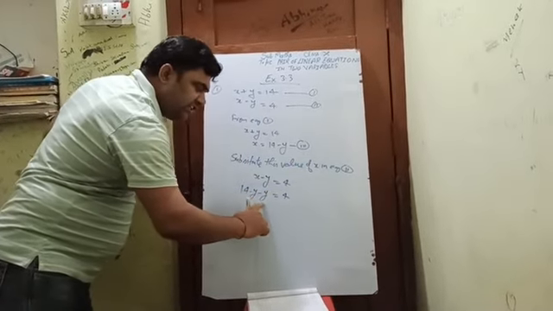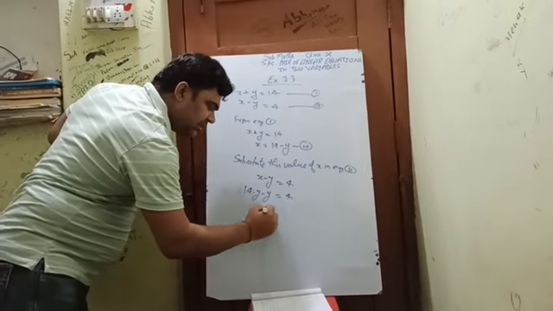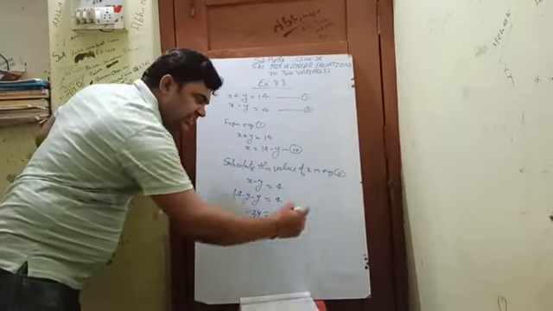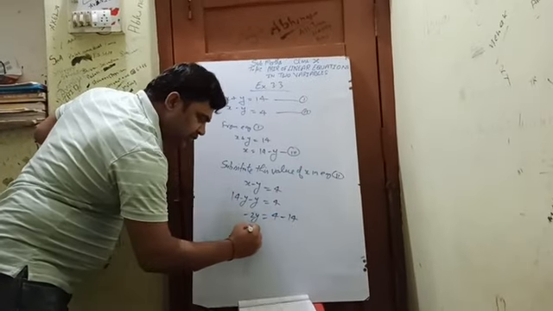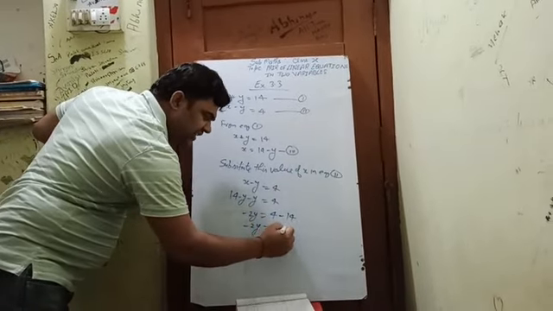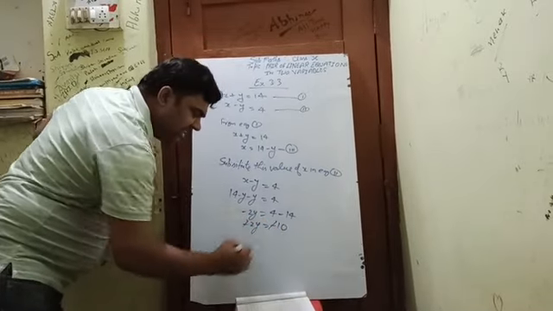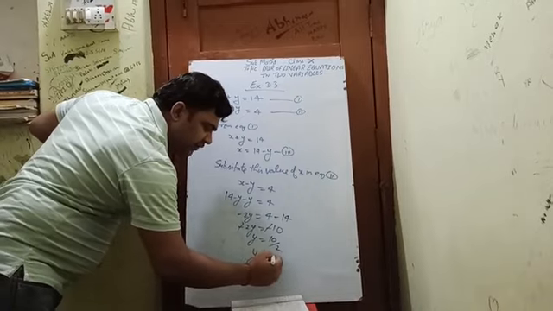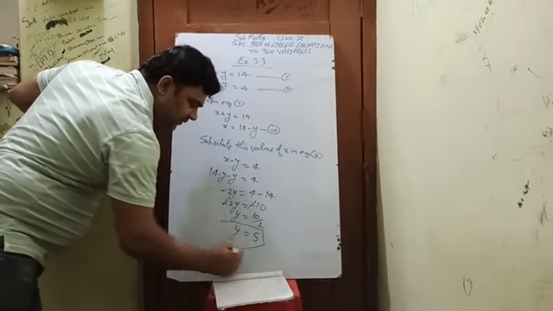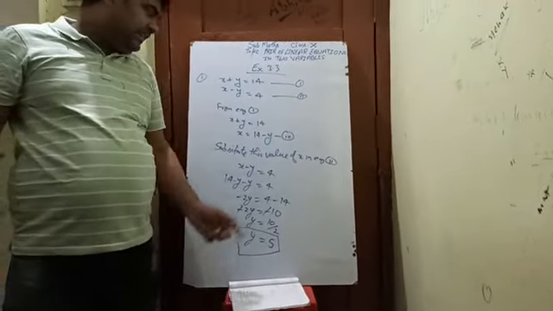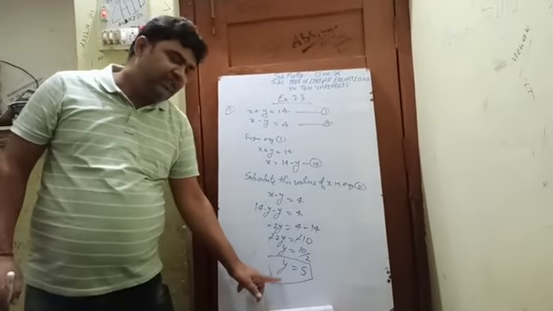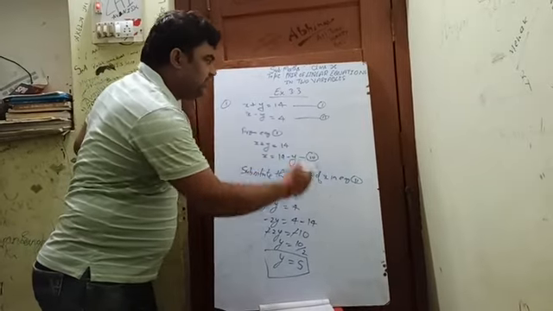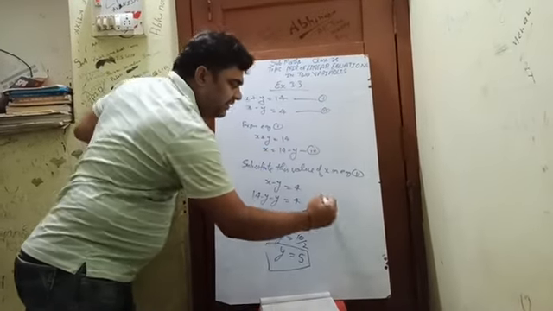See, both are negative terms, so minus y minus y becomes minus 2y. By transposing this 14 to the other side, it is minus 14. So minus 2y is equal to minus 10. These two minus signs will cancel and y is equal to 10 by 2, and you will get the value of y as 5. So you have seen that by the substitution method we get one value, and after getting one value we put it in any equation, either first, second or third.